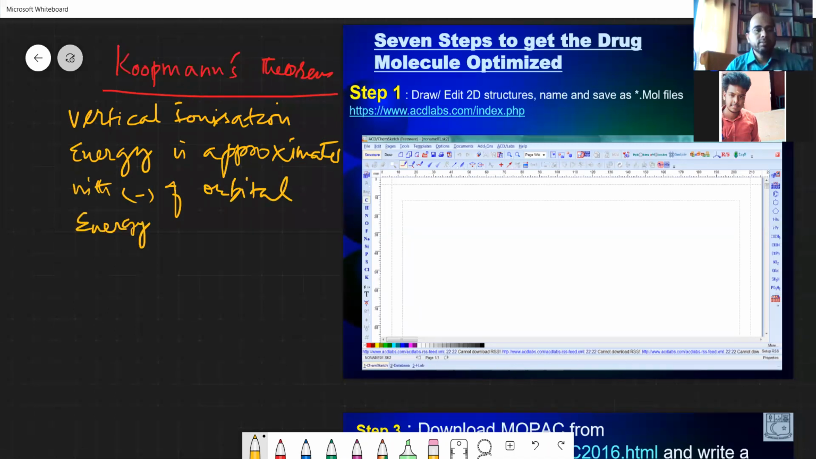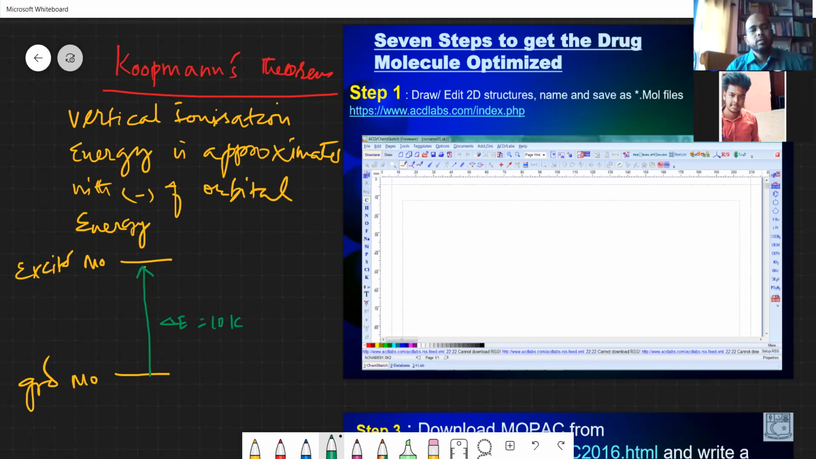So we have seen this molecular orbital, MO in the ground state, and this is another molecular orbital in the excited state. Okay, and the energy that you require for excitation from this to this, let me take it as, for example, delta E equal to 10 kilocalories. This is the vertical, you have S0 and this is S1. That is the direct energy of removing an electron.